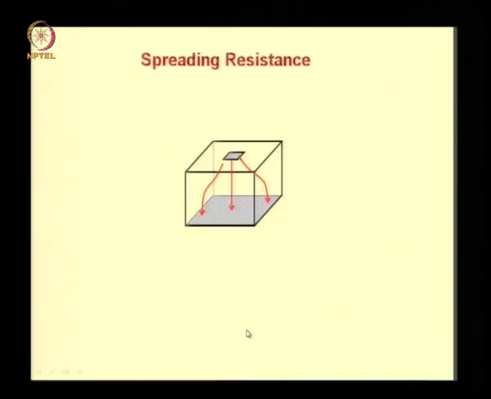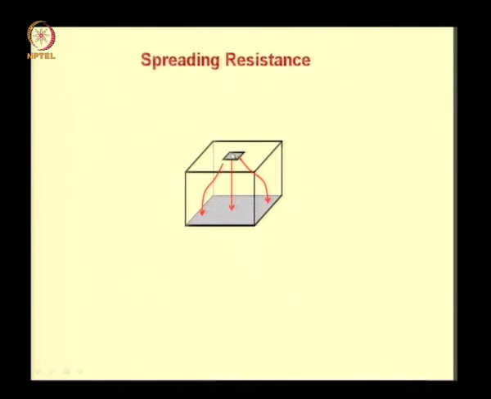We shall look at the various steps of modeling in detail, and we will illustrate each of the steps using the modeling of what is called a spreading resistance. This simple device structure is shown in the diagram here. It consists of two electrodes which are parallel to each other. One of the electrodes is smaller than the other.